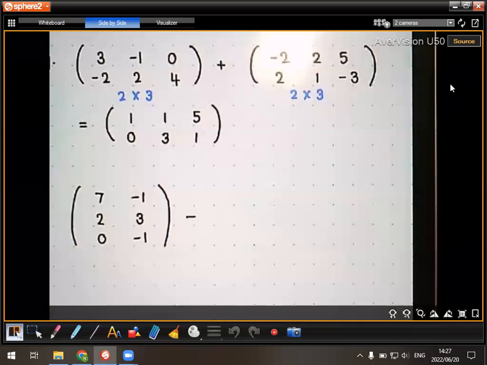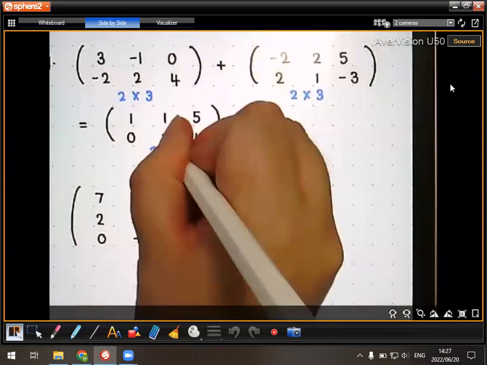Any questions on this one, guys? I think it's quite simple, right? Right, let's do another one. This is now going to have 3 rows, so just make your bracket big enough for that. So we have a 7, and then a 2, and then a 0, and a negative 1, 3, negative 1. Now we are subtracting. We have 3, 0, 2, and 1, 3, negative.